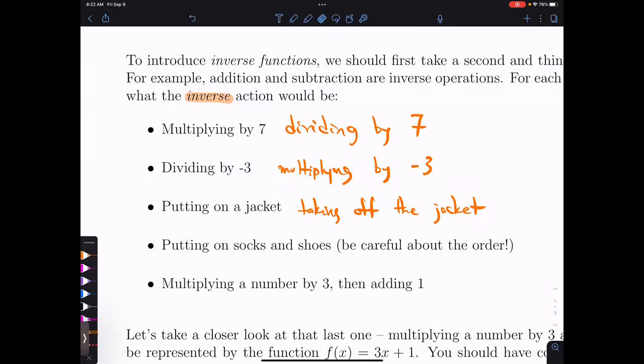What about something that has multiple steps involved? Putting on socks and shoes, and those would happen in that order. I mean, for most of us, maybe some do weird things, but most of us put on socks, then shoes. How do you undo that? Take off your shoes, then your socks.